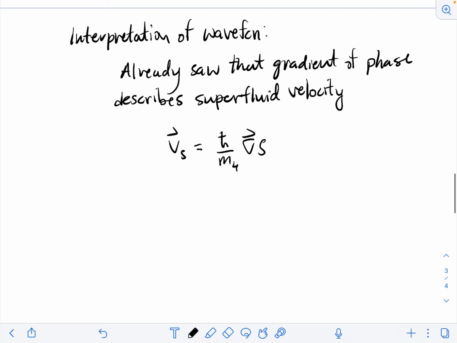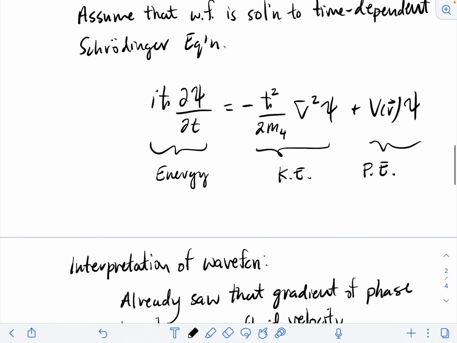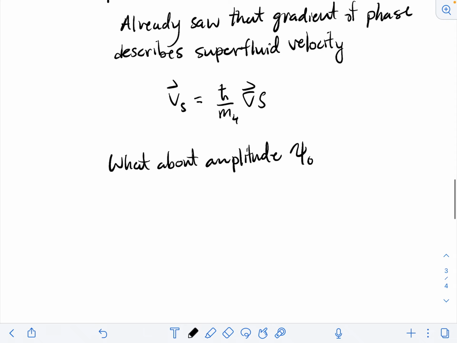So the next question is, well, what about the amplitude? And so we call that phi 0 above here. So phi 0 is the amplitude of our wave function. It's the prefactor in front of the exponential. What we're going to find out is that we're going to be able to relate this amplitude to the density of the superfluid particles as a function of position and time. So how are we going to do that? Let's think of a more familiar case to start with.